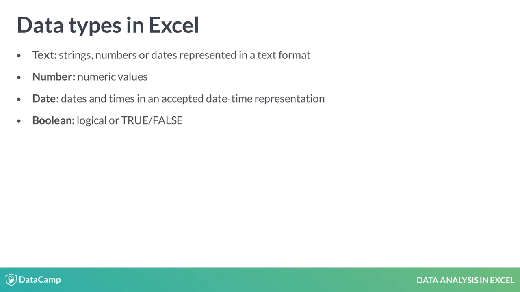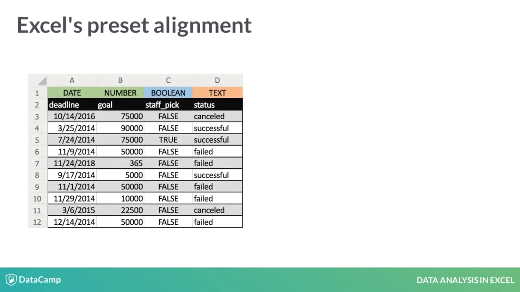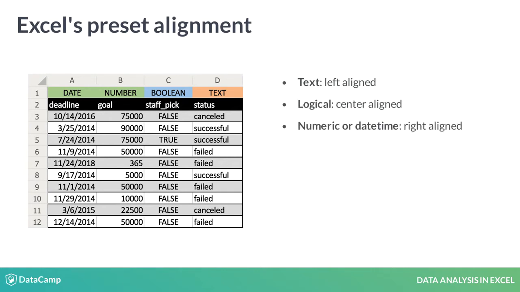Oftentimes, Excel will apply a general data type label, but in order to make sure formulas behave properly, it's good practice to assign the correct specific data type. Quick tip: if you see values left aligned, then Excel is treating it as text. Centered is logical, and right aligned is numeric or date times.